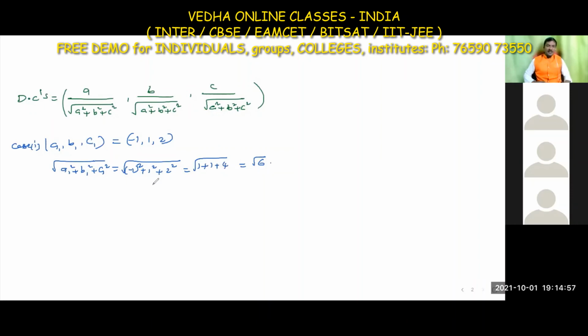Now what are the DCs? If you want to find the DCs of this, A1 value is minus 1 by root 6. What is the B1 value? 1 by root 6. C value is 2 by root 6.